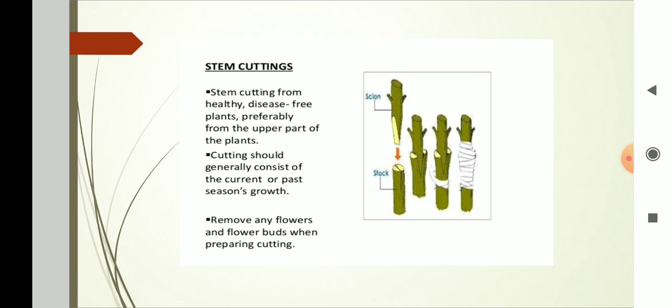In this diagram we see a stock and scion. What is the stock? The stock is simply the rooted plant, and the scion is the part of a plant that we are going to insert into the stock or rooted plant. So here we have seen the stock and scion, which formed a single plant.